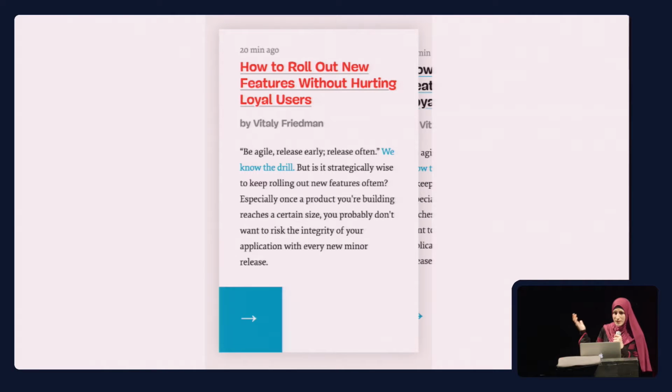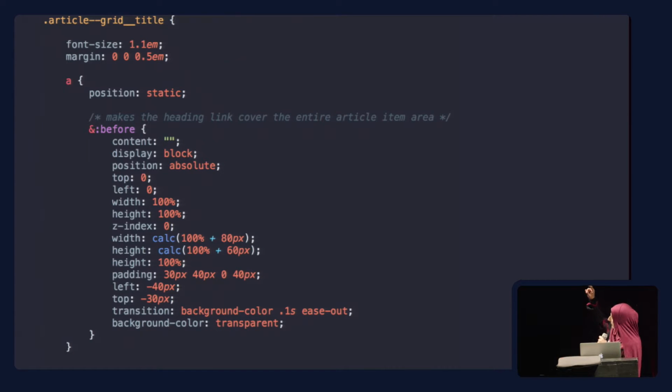So why not just use the title of the article? It's there. And when you hover anywhere on the element, you want it to take you to the article page, and the title already takes you to the article page. And that works. So what I did is, the article title contains a link, obviously.